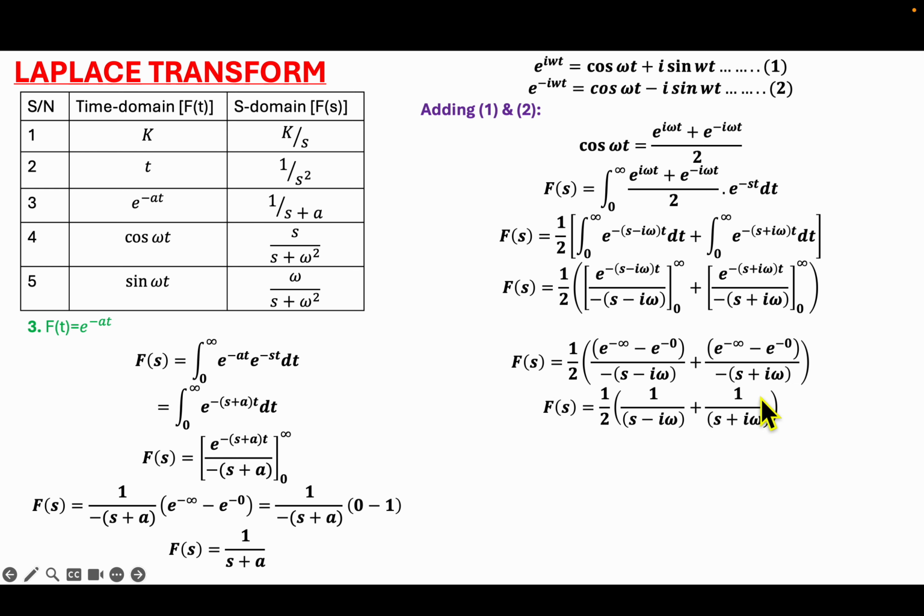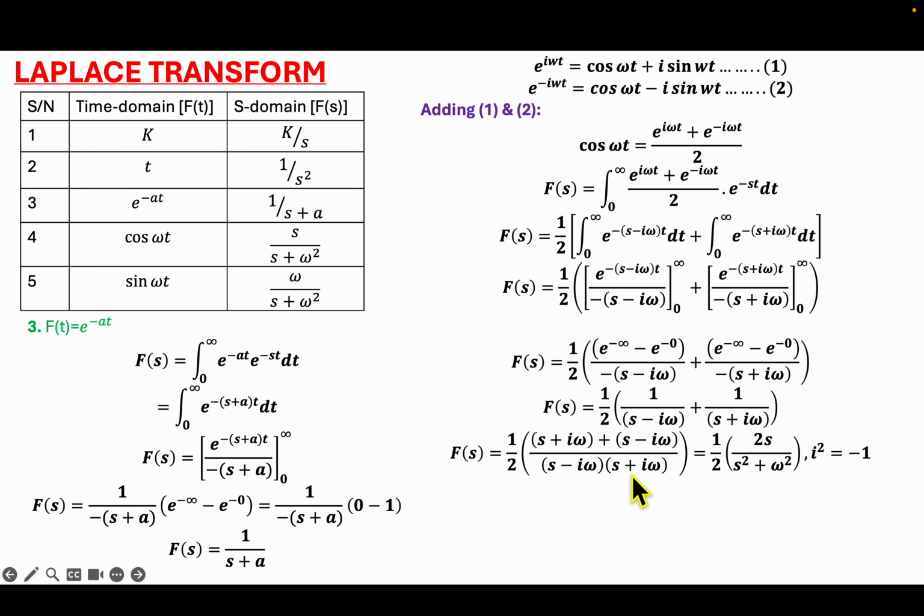So I just have to take the LCM of the two functions, and then I will have this denominator and this numerator. So I just have to add the numerator and then multiply the denominator. So doing so, I will end up with this relationship. During the solution of the denominator, I have to keep in mind that i squared is equal to minus 1. So from here, it will reduce into f of s is equal to s over s squared plus omega squared.